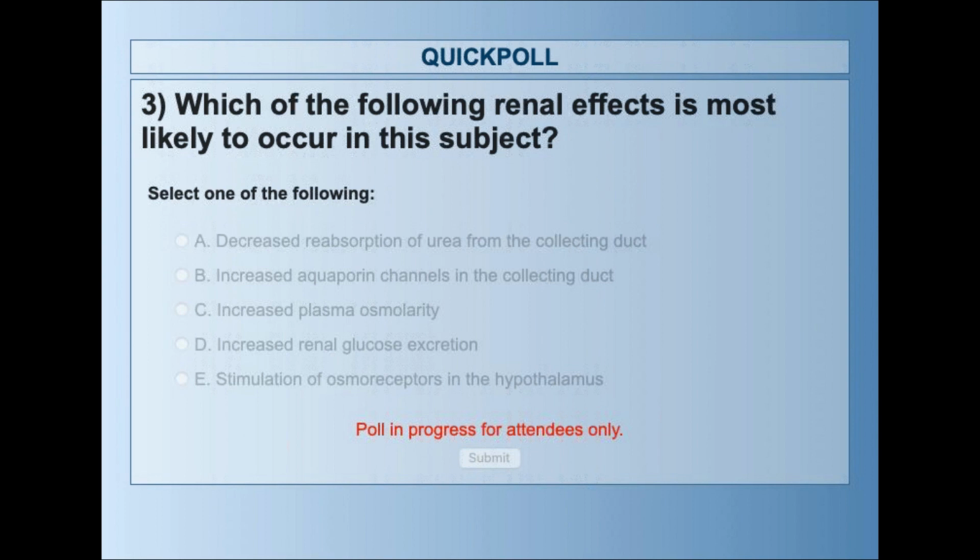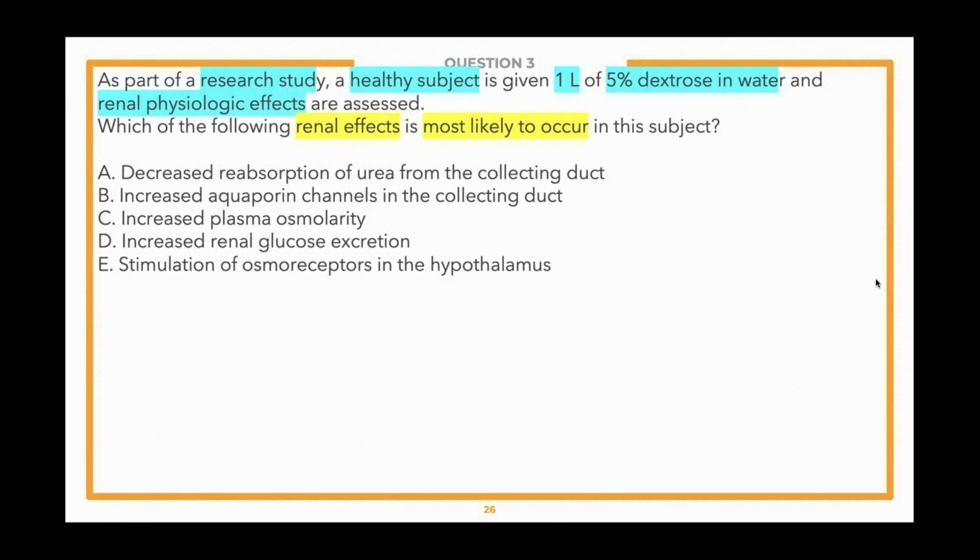All righty, a few more moments here. Let's take a look and see what you selected.